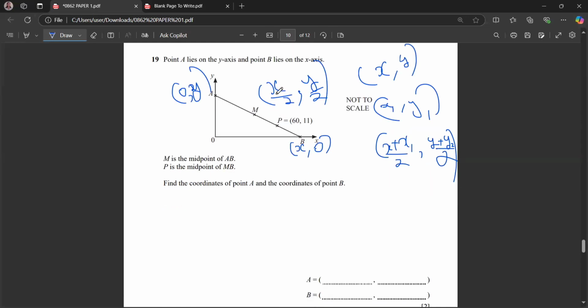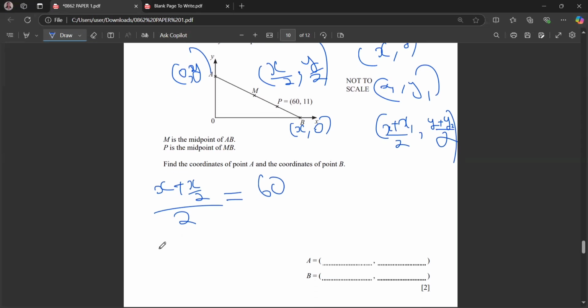That means when you add x and x by 2 and divide by 2, you should get 60 as the answer. That is (x + x/2)/2 should be equal to 60, because that's the midpoint formula I'm applying. Rearranging, you get x + x/2 equal to 60 times 2, which is 120. And x + x/2 is just like how we normally add fractions, 3x over 2.